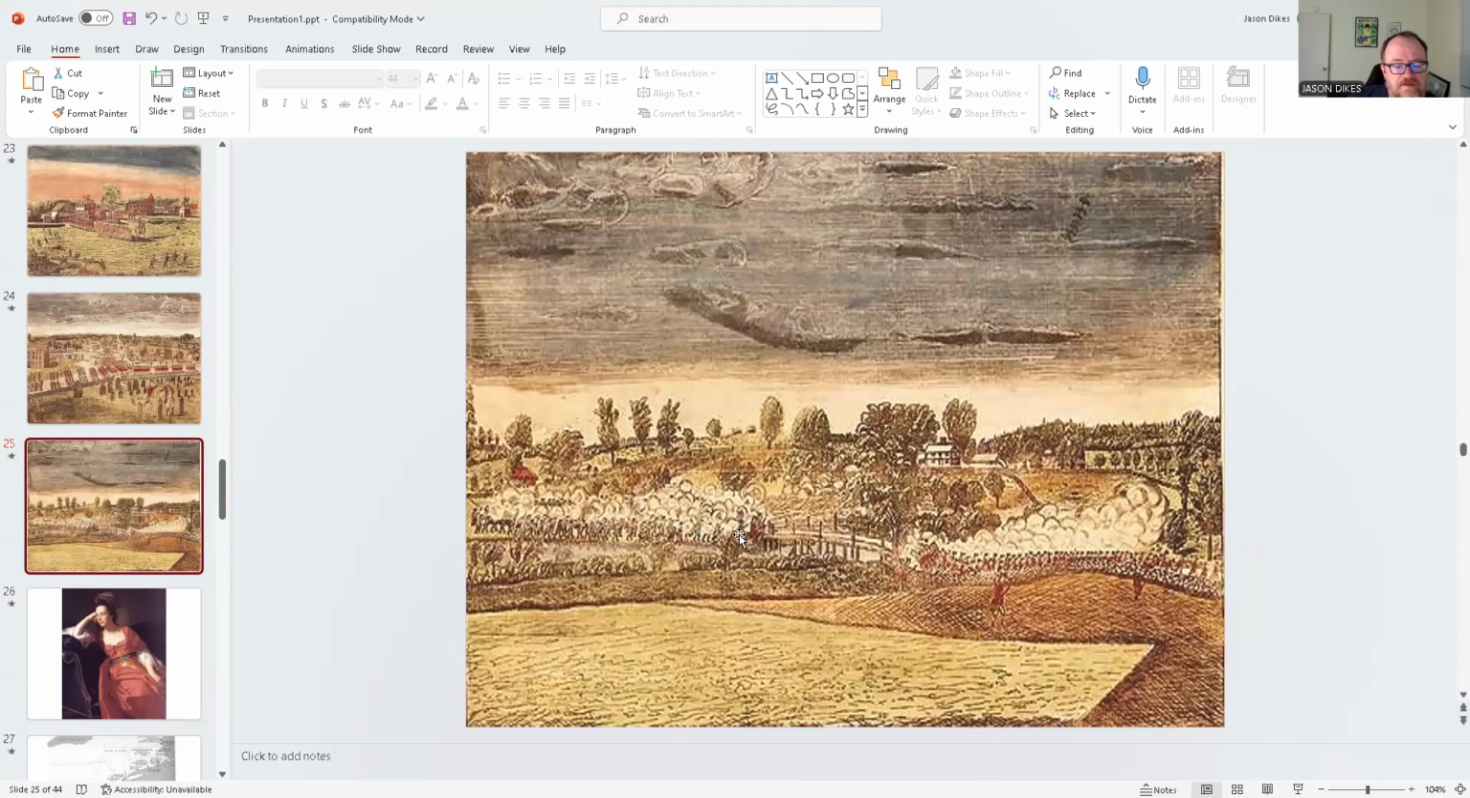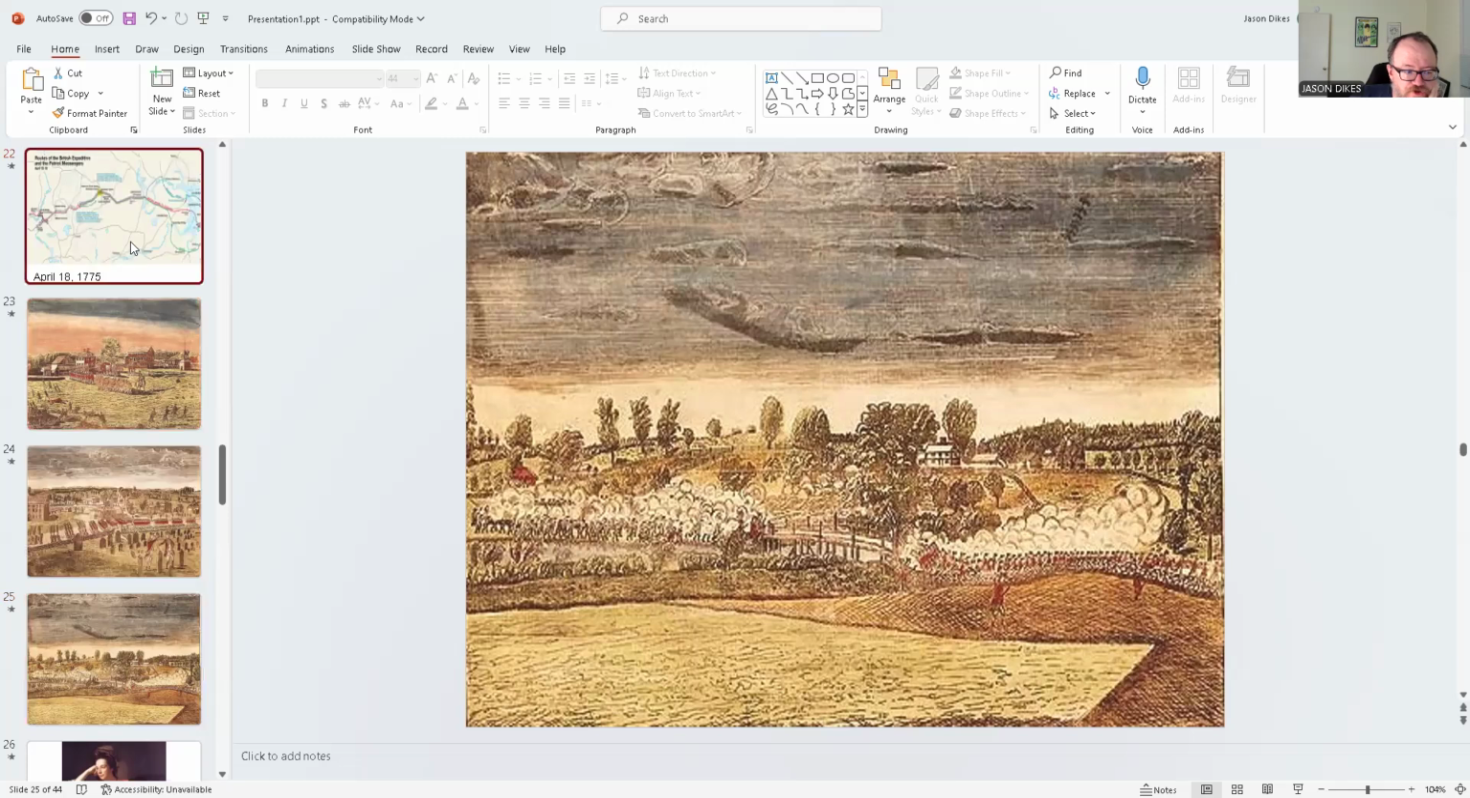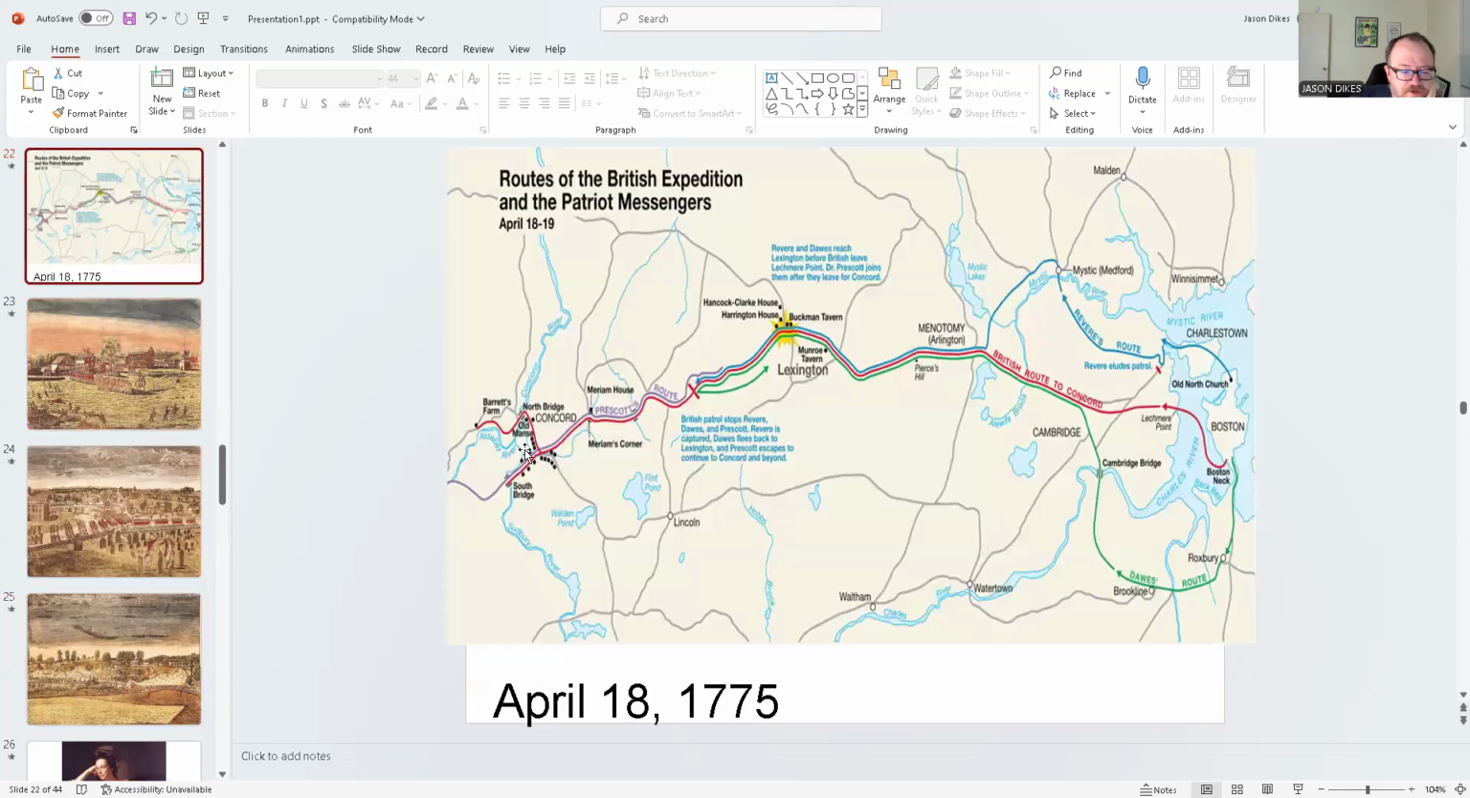And the British meet a real overwhelming force here at the Old North Bridge. Yeah, the Old North Bridge. So now the British are forced to retreat. Having reached Concord, they did destroy the munitions. They did accomplish their mission, but now they had to start making their way back.